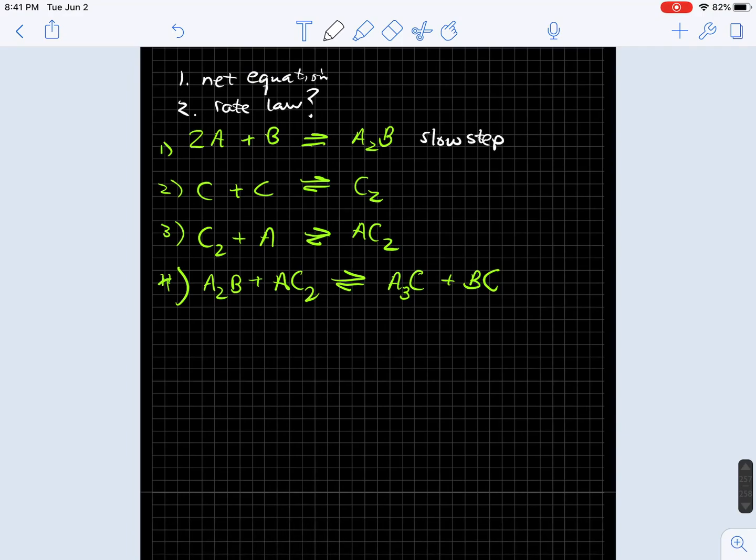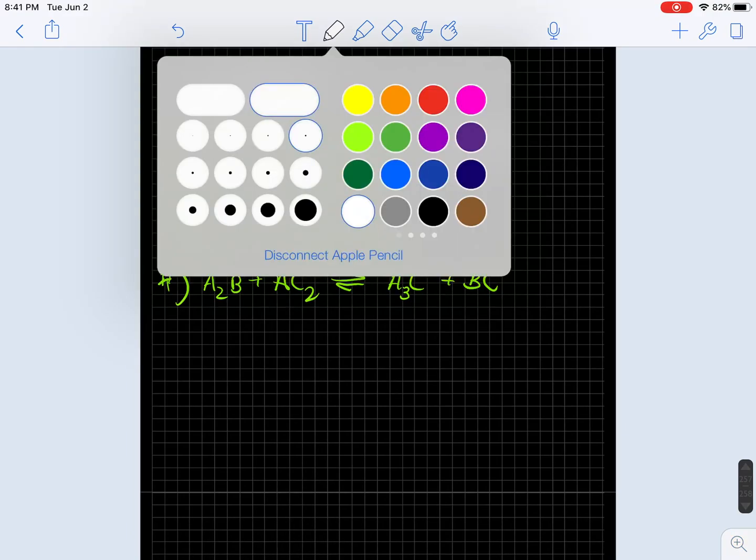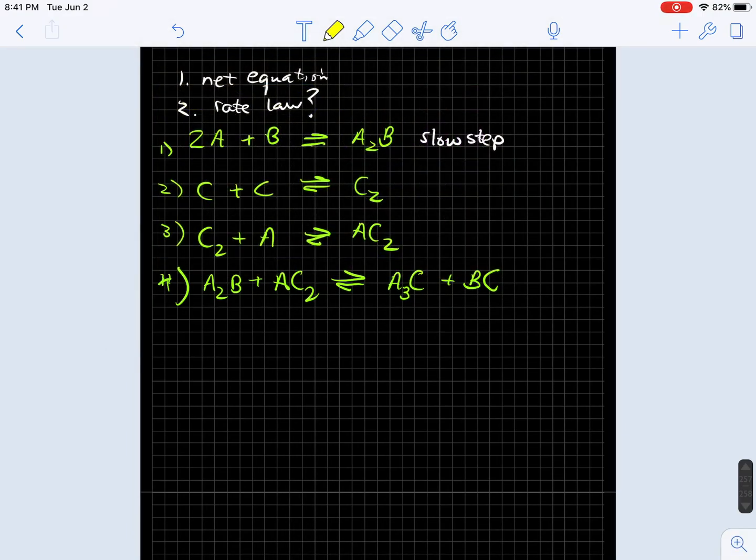Okay, I'm back. All right, so here's how we do this one. As far as the net equation, we're getting rid of reaction intermediates. If it's created in the first step and then consumed as a reactant in the fourth step, we cancel it out. If it's created in the second step and then consumed in the third step, we cancel it out. If it's created in the third step, but then later consumed in the fourth step, we cancel it out. So what are we left with?